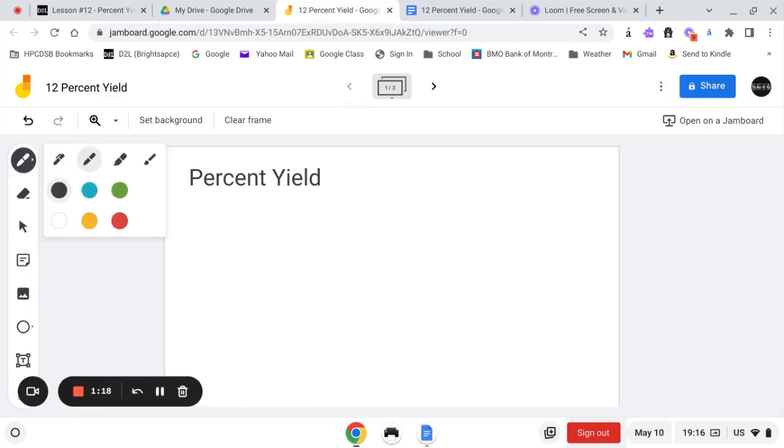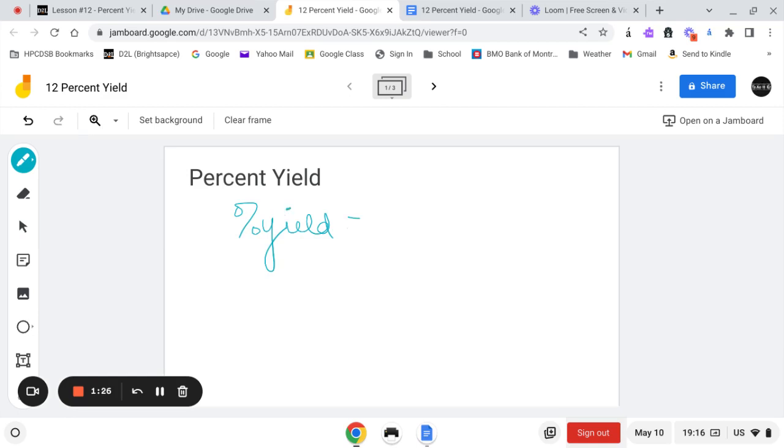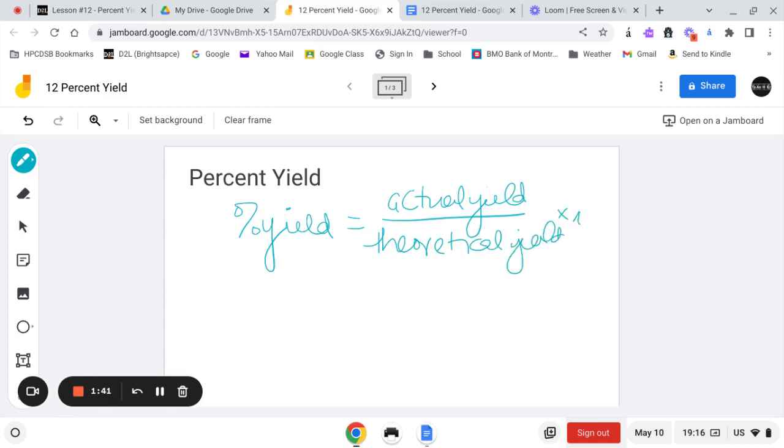So if we just set up our pen here, percent yield is equal to the actual yield divided by the theoretical yield. And what do these terms mean? Okay, we also multiply by 100% as well. So what do these terms mean?